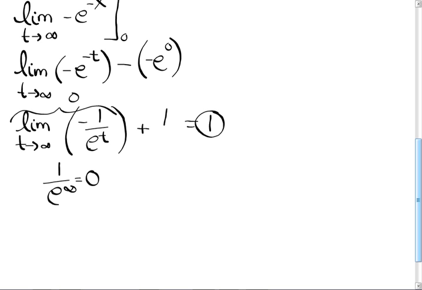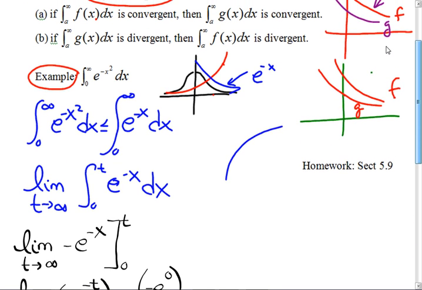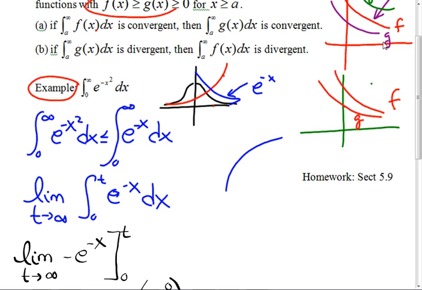Therefore, what's true about that one? All I want to know is, does it converge or diverge? This is smaller than this one. Does that converge? Yeah, by the comparison test. So we just reviewed the comparison test for series. It's the same thing.